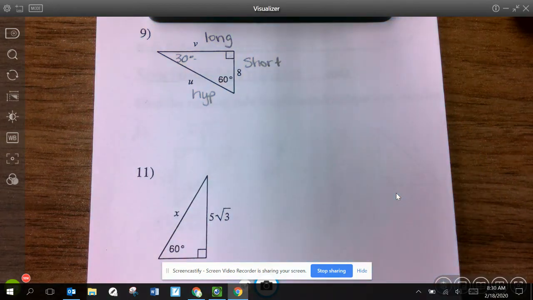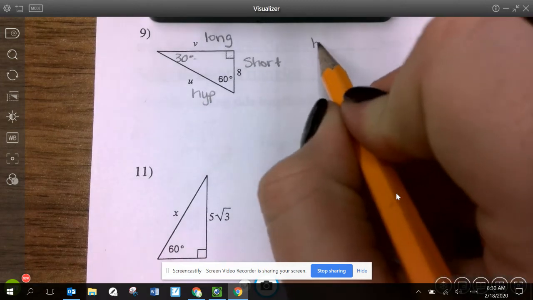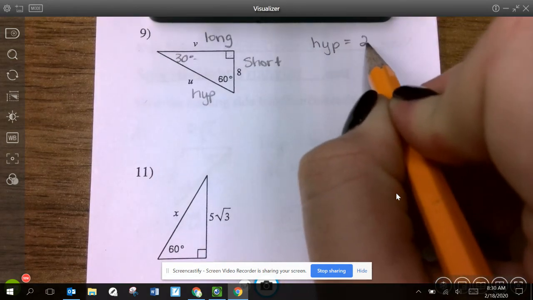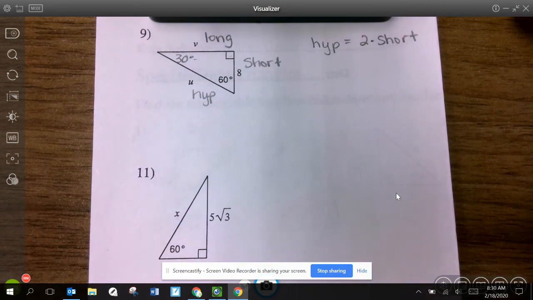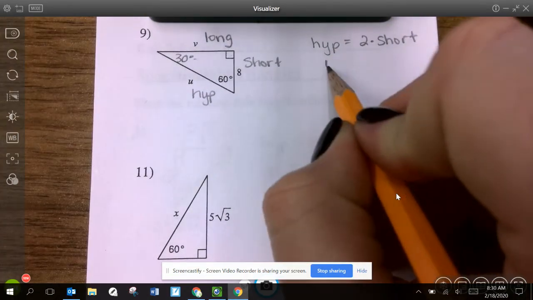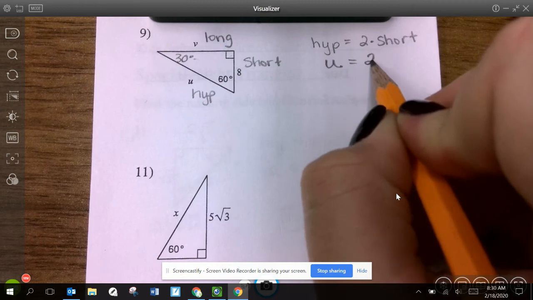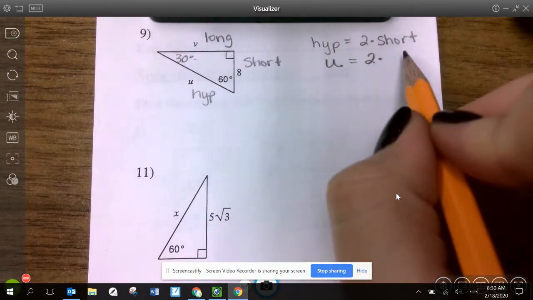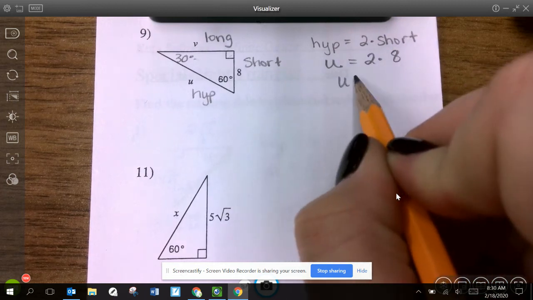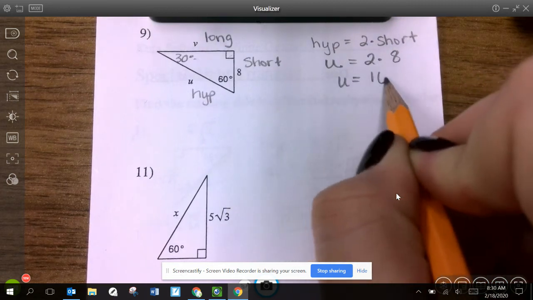Now, there are two rules for a 30, 60, 90 triangle. The first one is your hypotenuse is 2 times the short side. So in this picture, my hypotenuse is the letter U, and that's going to equal 2 times my short side, which is 8. So my hypotenuse, U, will be 16.